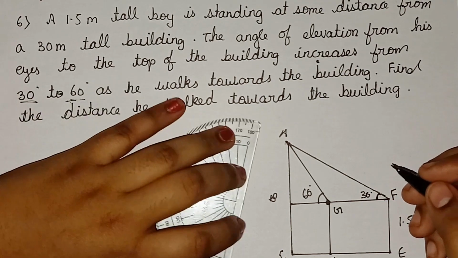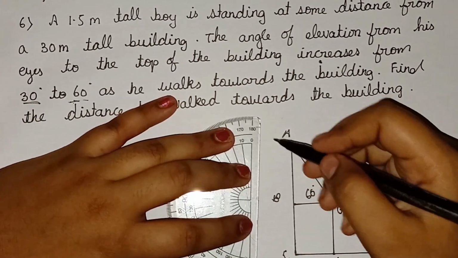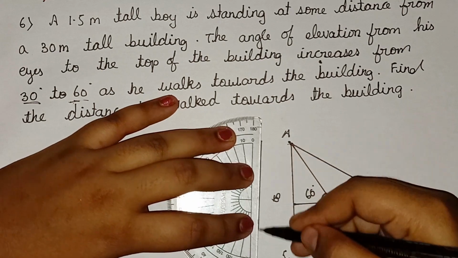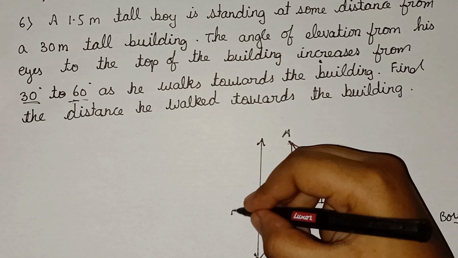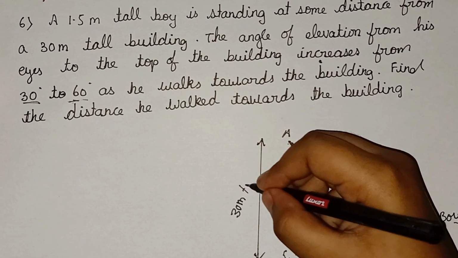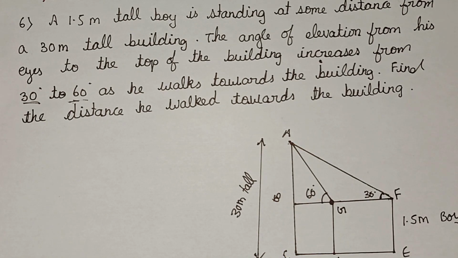Here now the building is 30 meter tall, isn't it? So let's write that also, 30 meter tall. Perfect. So now let us solve it. We have to find the distance from here to here that he walked.